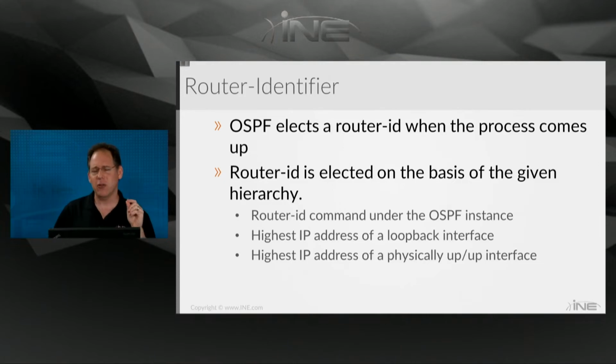Now, an interesting little factoid here. A lot of times people think, oh, only interfaces that are actually up are candidates for the router ID. That's not actually true. Even an interface that is up/down or down/down is a candidate for router ID. The only time there's an IP address on an interface and OSPF says, I can't even consider that, is if the interface is administratively disabled, if it is shut down. Other than that, the IP address could potentially be used as the router ID, depending on if it's not a loopback and if it's the highest IP address on the box.